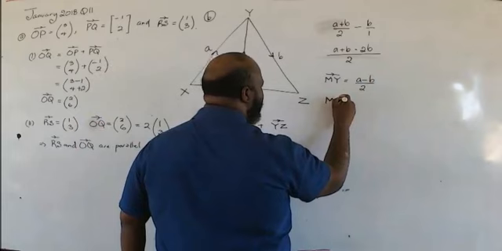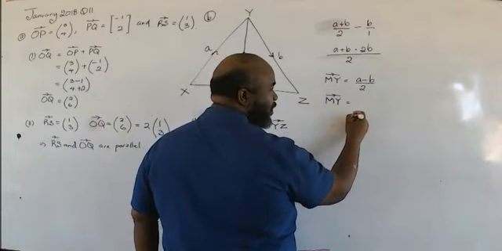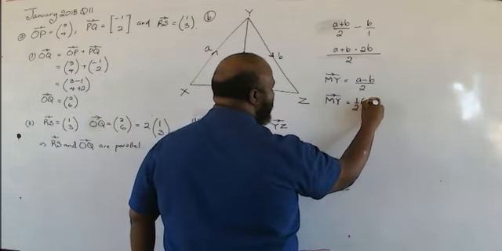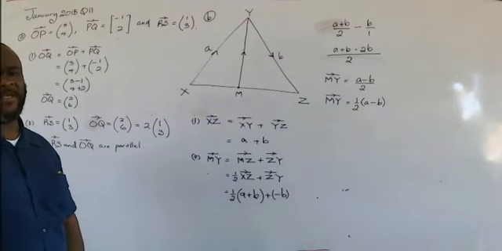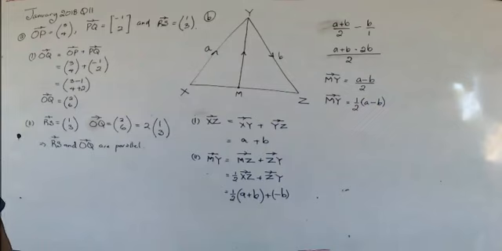I would say that MY is equal to a half of a minus b. a minus b divided by 2 is the same as a half of a minus b. Stay with me. The vector part of the question is finished.